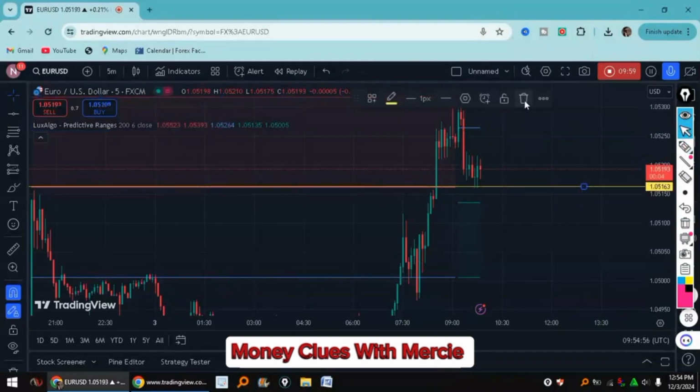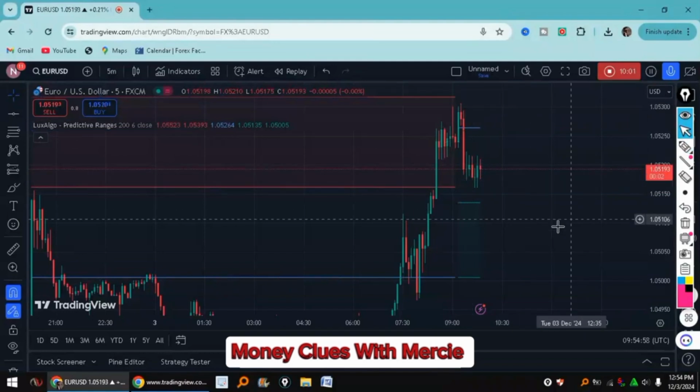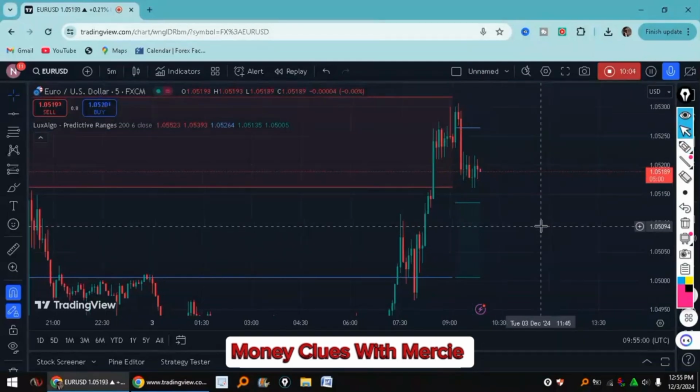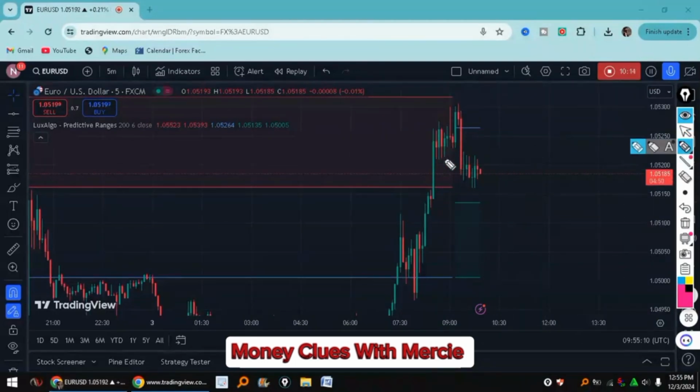I wish you nothing but the best, and therefore, guys, that is the simplest way of using this indicator by LuxAlgo. It was a premium indicator, and now it is a free indicator, and you can see it is working in real time. But make sure you mark these levels. They're very important.